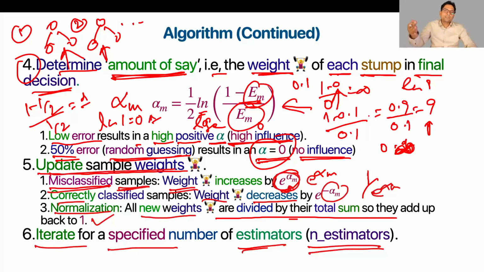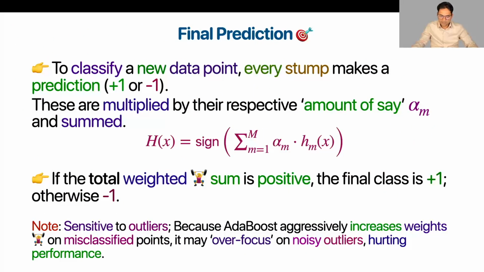The more estimators, the more the bias will be reduced. Okay, this is the adaptive boosting algorithm in a nutshell. Let's see how we make the predictions. Once we have the model ready, now we want to test it. How is it functioning on a new data point?